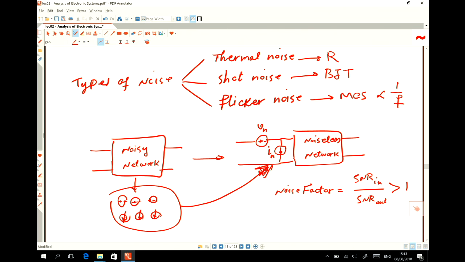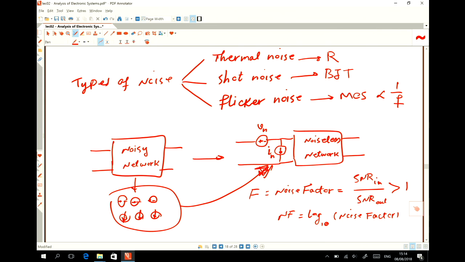So noise factor is usually mentioned in the linear format, and in the dB format we call it noise figure. And noise figure is 10 log of the noise factor. We usually call noise factor F. In the lecture note, I've written that as F. The noise figure is in dB.